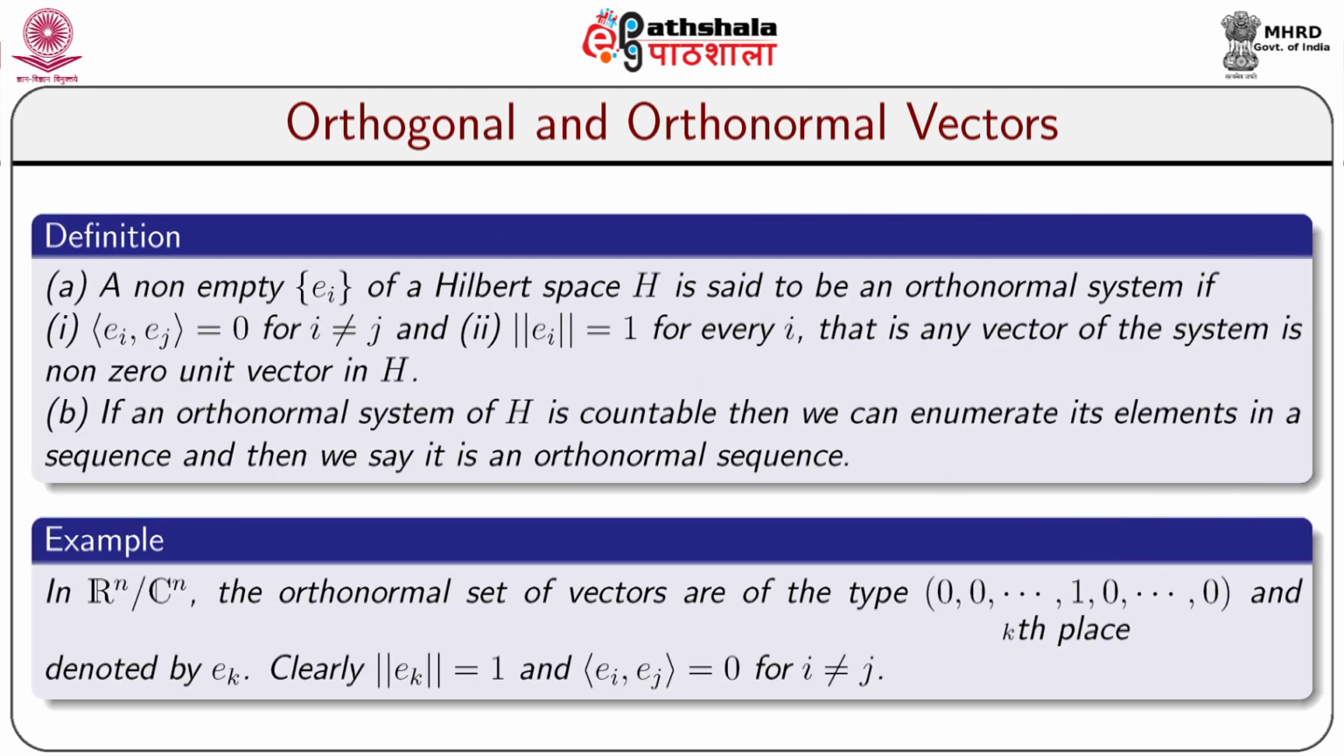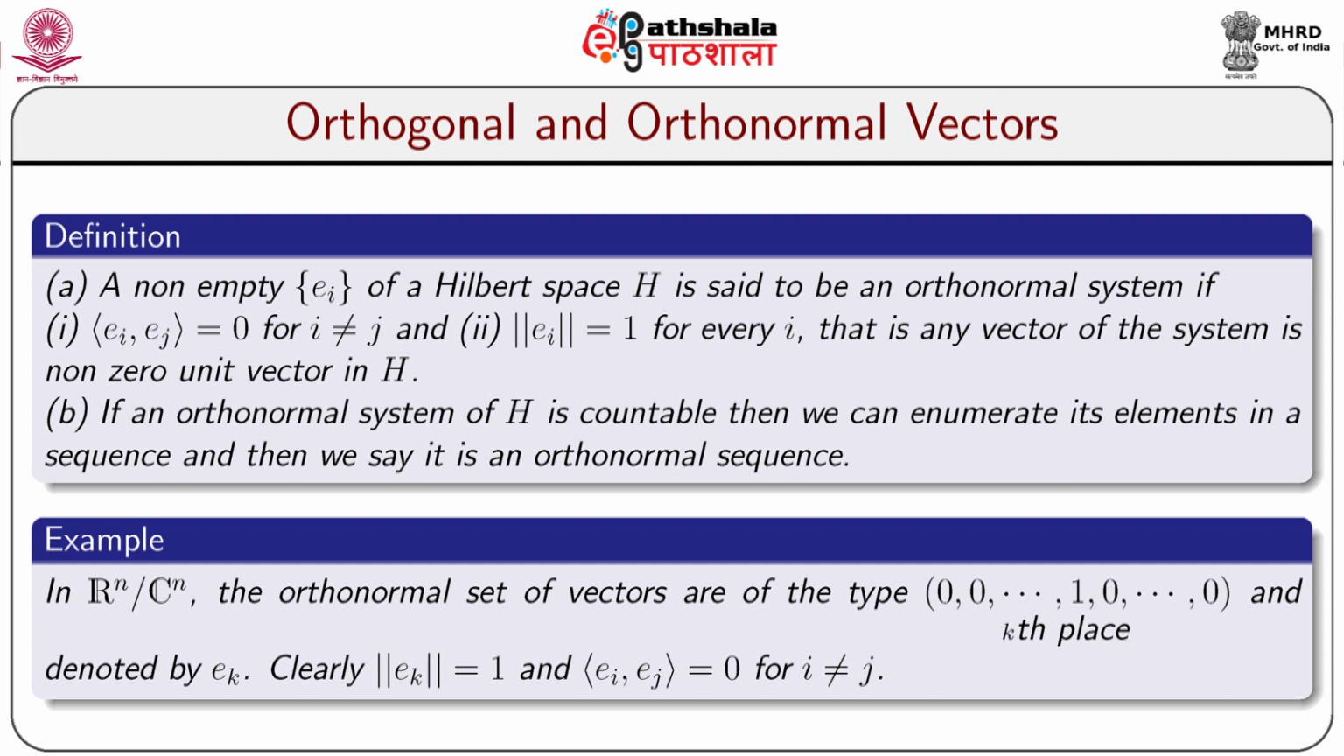Now, let us take a definition. A non-empty set {ei} of a Hilbert space H is said to be an orthonormal system if, number 1, ⟨ei, ej⟩ is equal to 0 for i not equal to j, and number 2, ‖ei‖ is equal to 1 for every i. That is, any vector of the system is a non-zero unit vector in H. Number 2, if an orthonormal system of H is countable, then we can enumerate its elements in a sequence and then we say it is an orthonormal sequence.